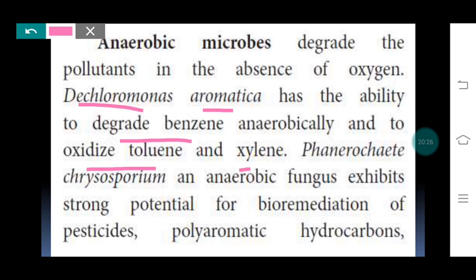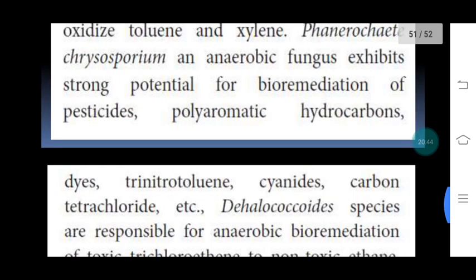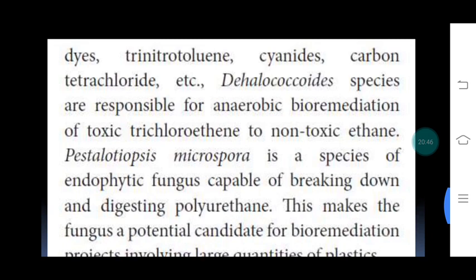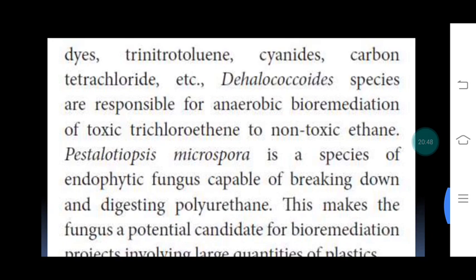Then Phanerochaete chrysosporium is another anaerobic organism, a fungus, one mark question, not bacteria, fungus. It exhibits strong potential for bioremediation of pesticides, then polyaromatic hydrocarbons, then dyes, then trinitrotoluenes, then cyanides, carbon tetrachloride, all these.